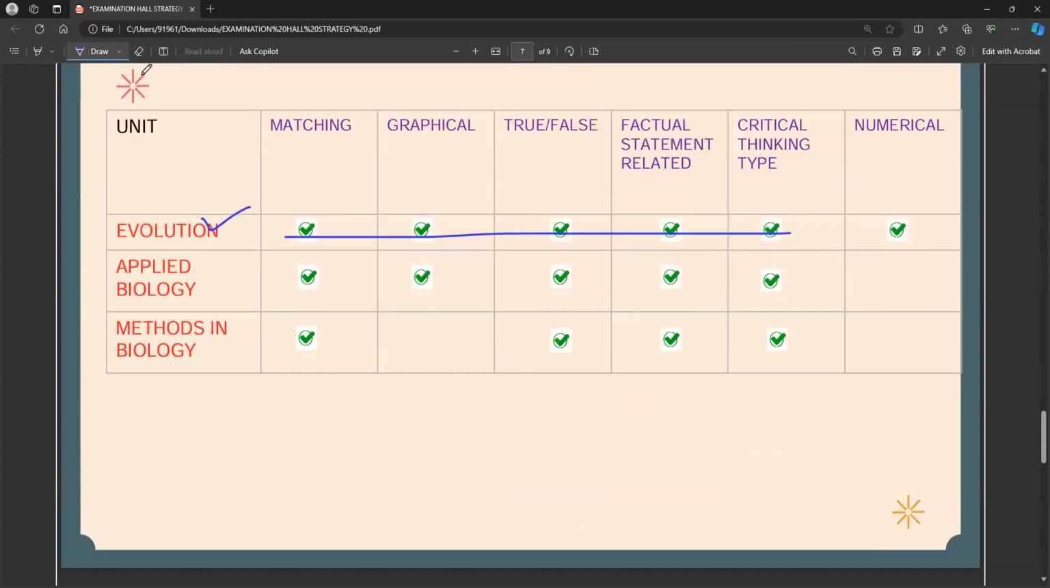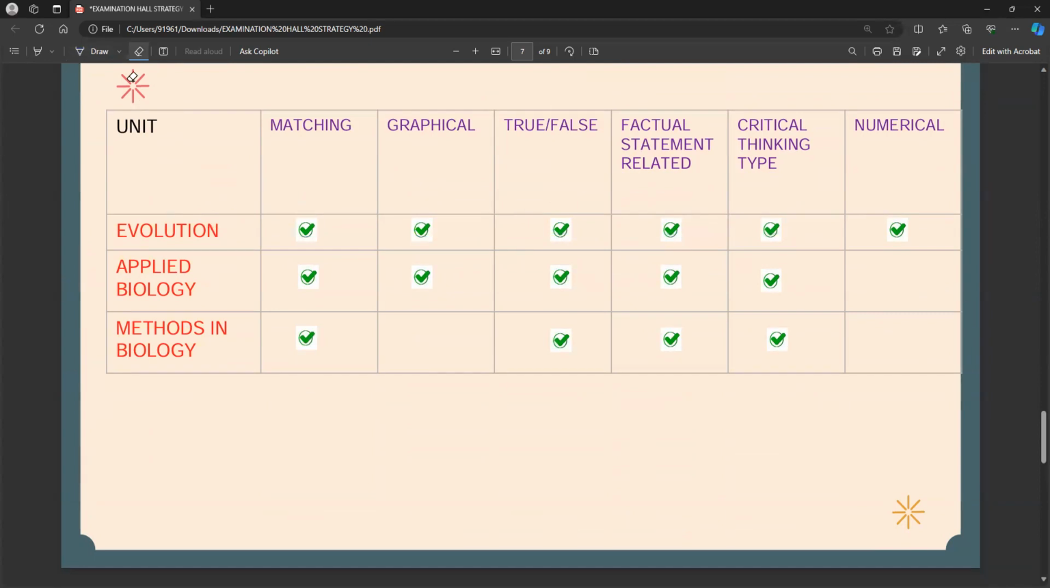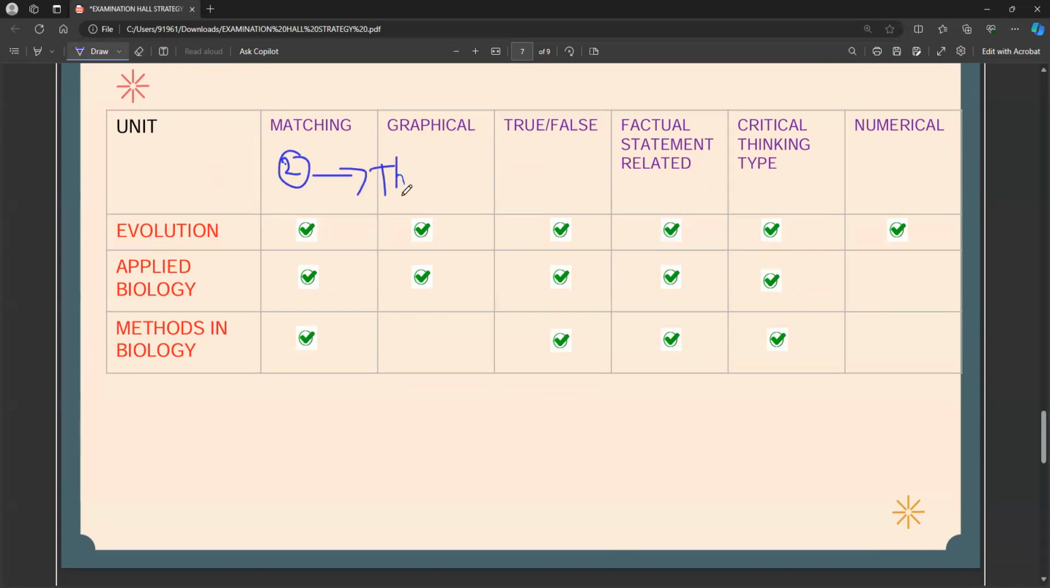Then evolution. Evolution, I will tell you, undoubtedly one question will come, which is part B. Part B will come from theories of evolution, or origin of the cells, or the experiment related. Very straightforward question. Another question will very surely come, without this there is no question paper at all. One question undoubtedly comes from the geological time scale.